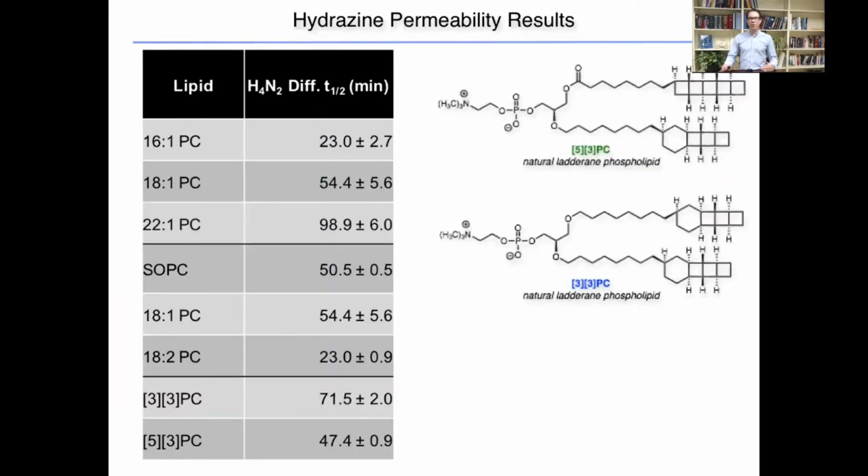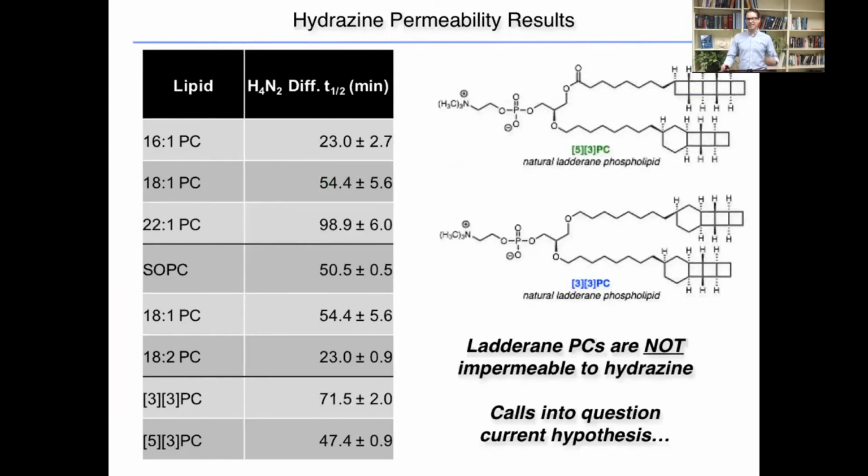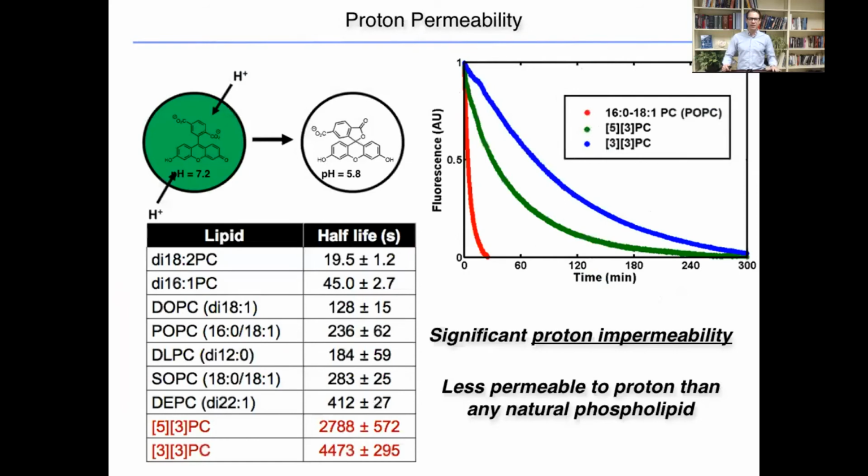We wanted to measure hydrazine diffusion, so we developed an assay for doing that. And what I want you to take home from this, looking at the data on the left, is that these laterane phosphatidylcholines are not particularly impermeable to hydrazine. I know it's a negative result, but we think it's overturning the hypothesis that's existed in the literature. I'm not so sure that there are potential applications based on the hydrazine, but again, we just wanted to see this.